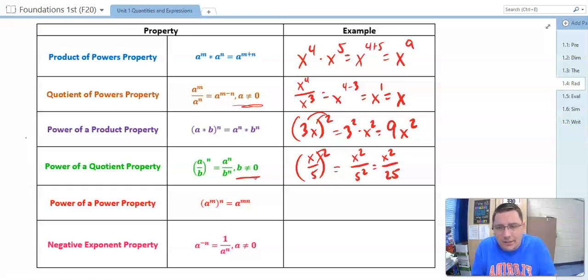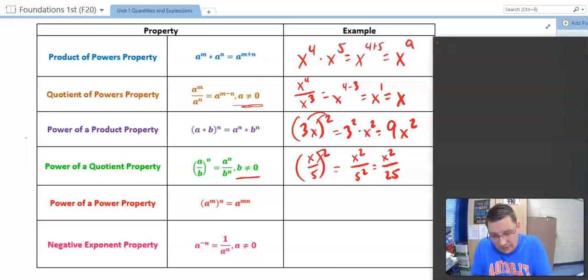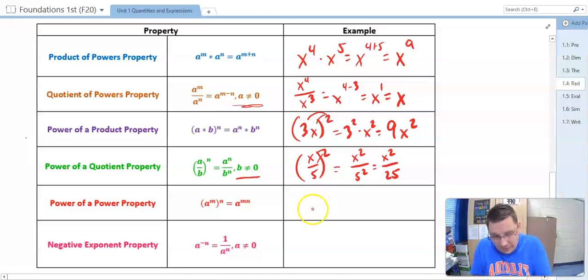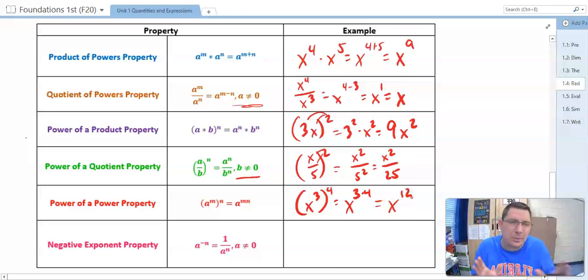All right, the last two properties here, power of a power property. This is one where if I have like x to the 3rd and I raise it to the 4th power, we're not going to add these powers here. We're going to multiply them. And so I'm going to get x to the 3 times 4, which gives me x to the 12th. Now, we can expand this out and talk about why we get 12 here, and if you want to look at that, we'll talk about it in class.